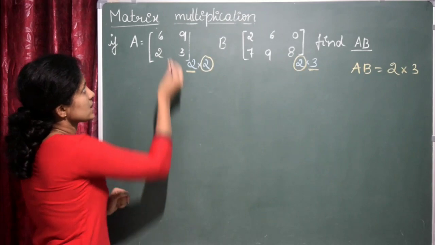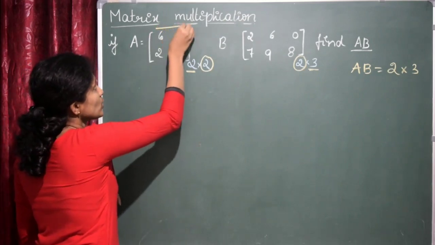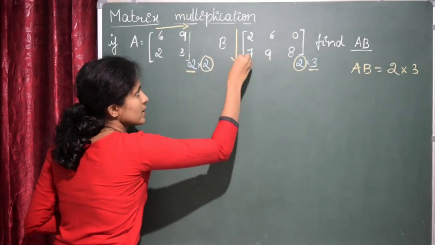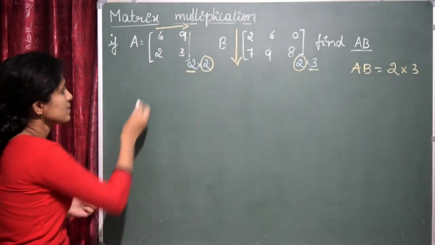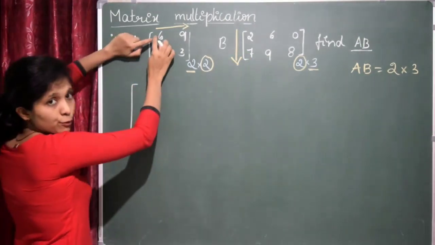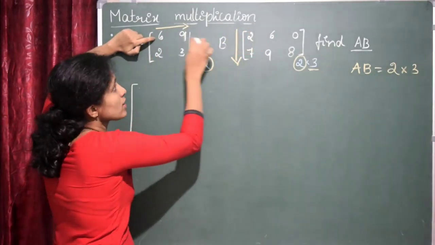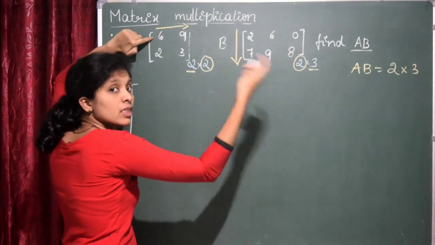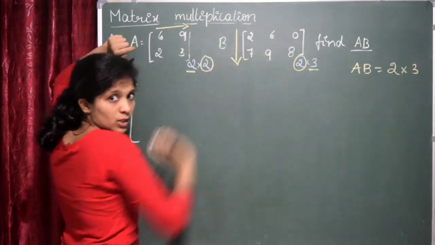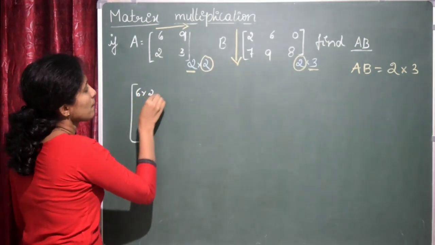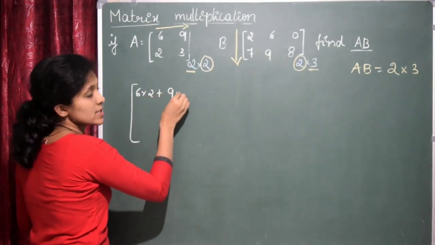Now we'll multiply this one. As I told you, you have to multiply rows to the columns. Right? Rows to the columns. What will be the first element? First row and the first column. Second element, first row, second column. Third element, first row, third column. Right? We'll multiply that. That is 6 into 2 plus 9 into 7.